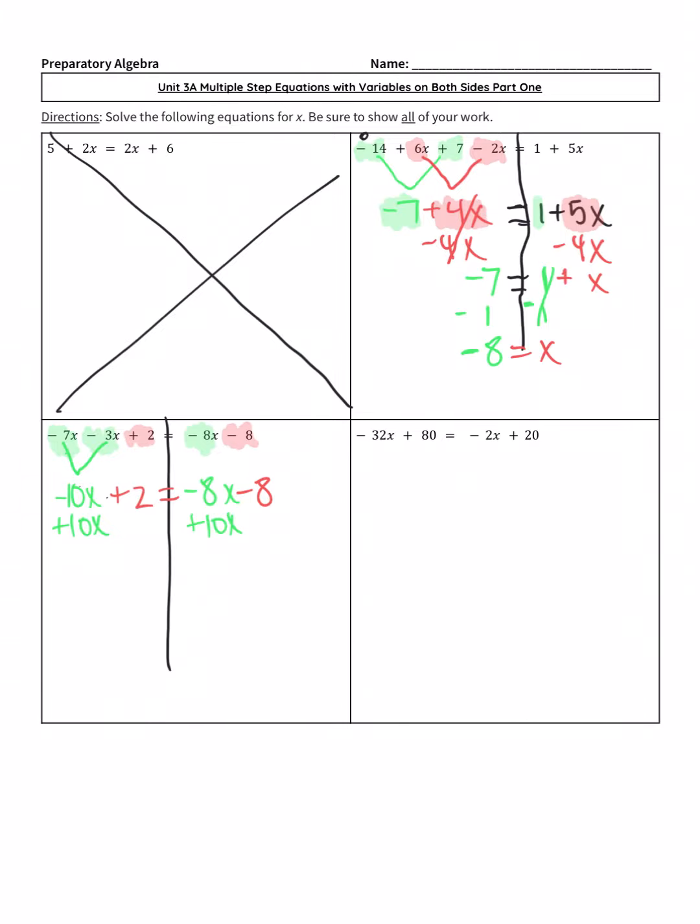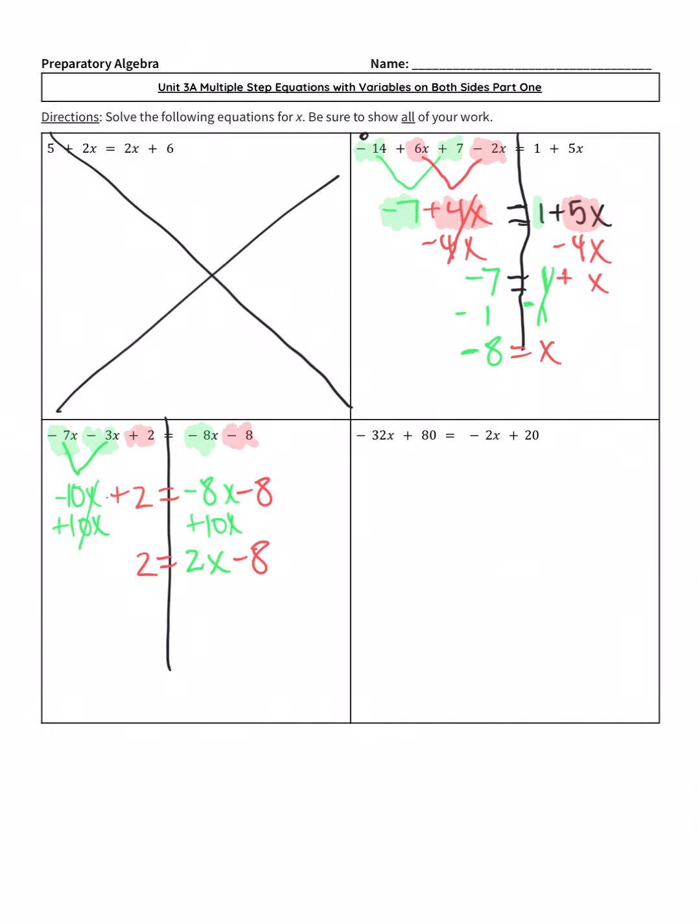Negative 10 plus positive 10 is 0, so that term is gone from this side. I am simply left with 2. And on this side, I have a negative 8 plus 10, which is equivalent to a positive 2. Don't forget my x, 2x. And then I have a negative 8.